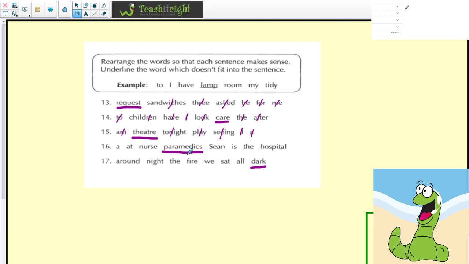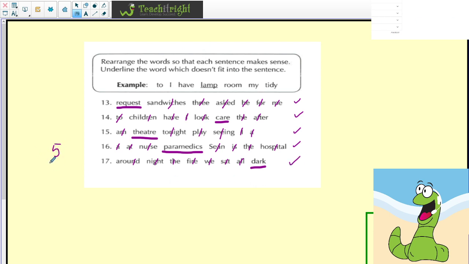16, now we've got a proper noun, so we can start with Sean. Sean is a nurse at the hospital. And then 17, we've got, we sat around the fire all night. We sat around the fire all night. So dark was the word that we didn't need. I'm sure you're getting really good at reshuffled sentences now.